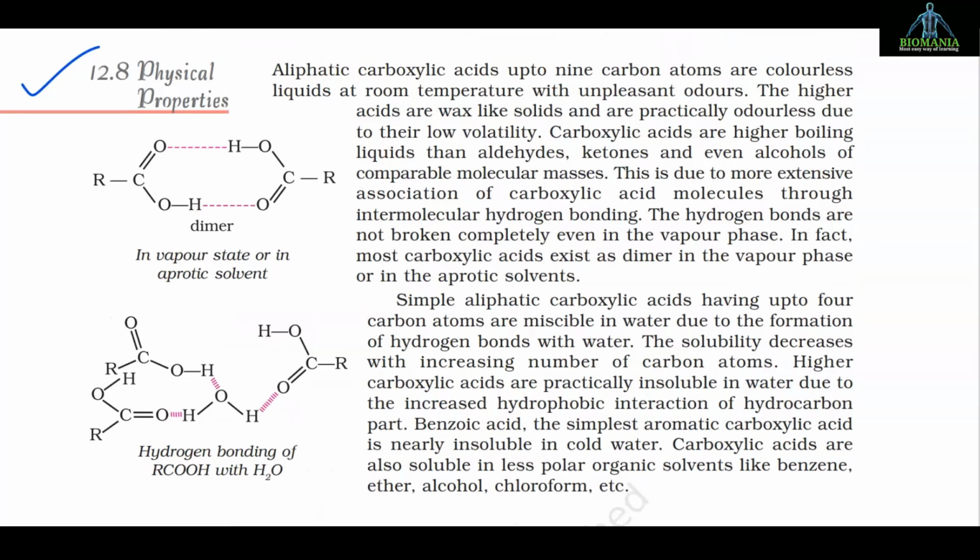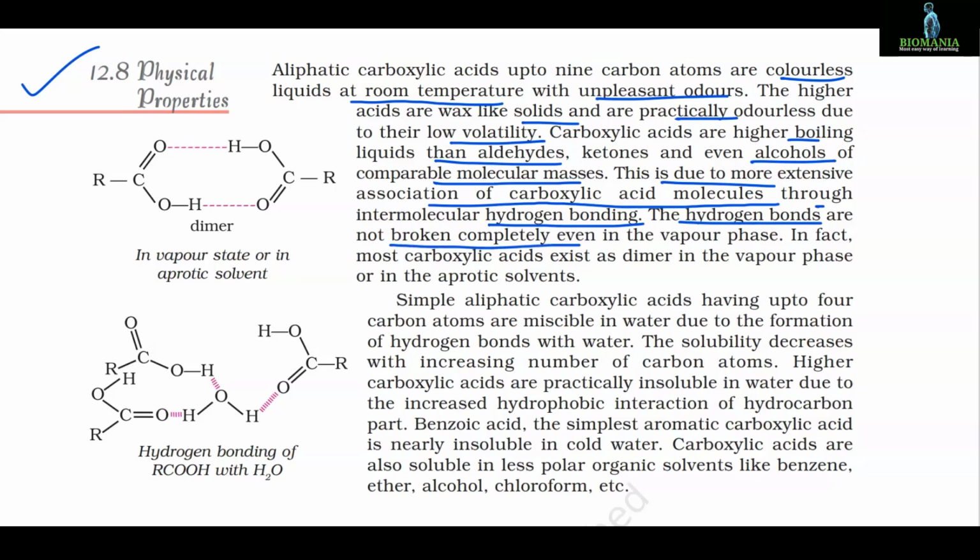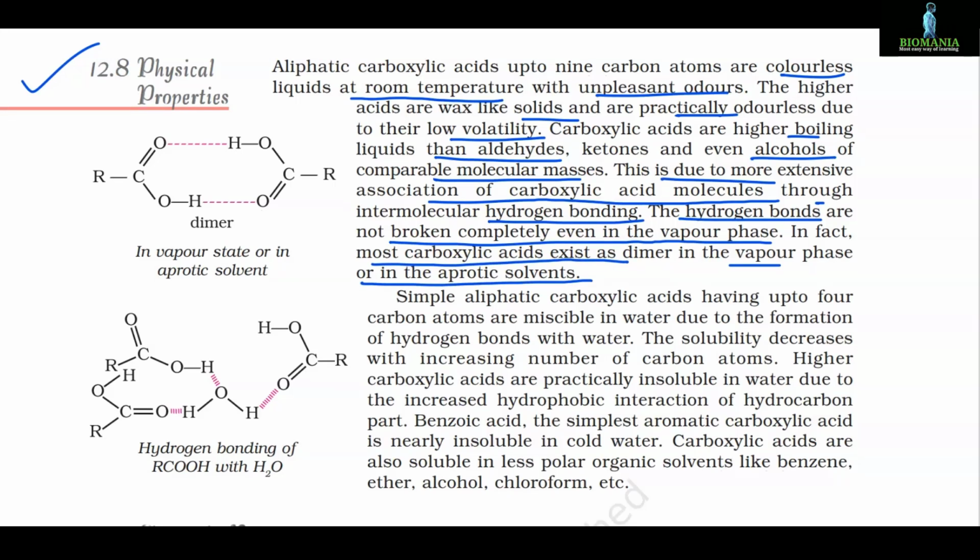12.8 Physical properties. Aliphatic carboxylic acids up to 9 carbon atoms are colorless liquids at room temperature with unpleasant odors. The higher acids are wax-like solids and are practically odorless due to their low volatility. Carboxylic acids are higher boiling liquids than aldehydes, ketones and even alcohols of comparable molecular masses. This is due to more extensive association of carboxylic acid molecules through intermolecular hydrogen bonding. The hydrogen bonds are not broken completely even in the vapor phase. In fact, most carboxylic acids exist as dimers in the vapor phase or in aprotic solvents.